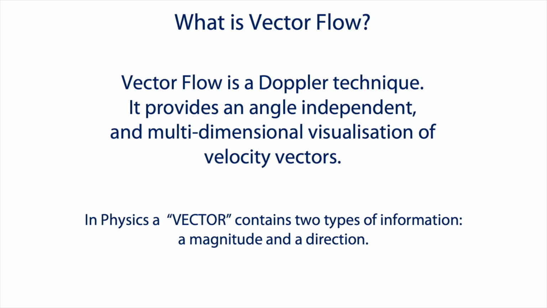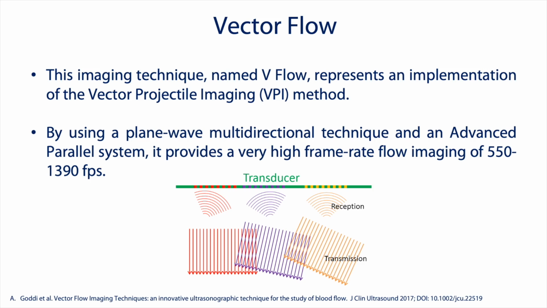Vector flow is a Doppler technique which provides angle-independent information on the magnitude and direction of velocity vectors. This technique, named VFlow, available on the Resona 7 Mindray system, represents an implementation of the vector projectile imaging method. It provides very high frame rate flow imaging through multidirectional transmission and reception of plane waves at a PRF between 3 and 10 kHz, achieving about 400 or more than 1000 frames per second, while interleaving high-resolution B-mode imaging.